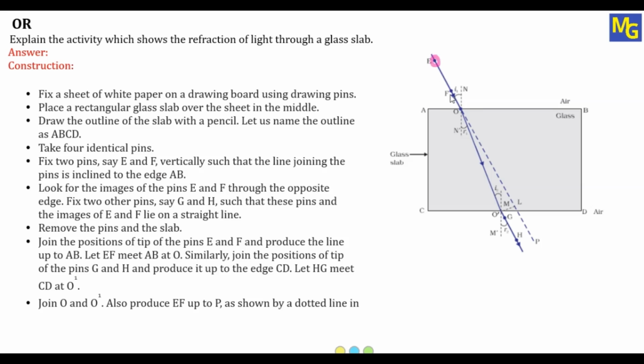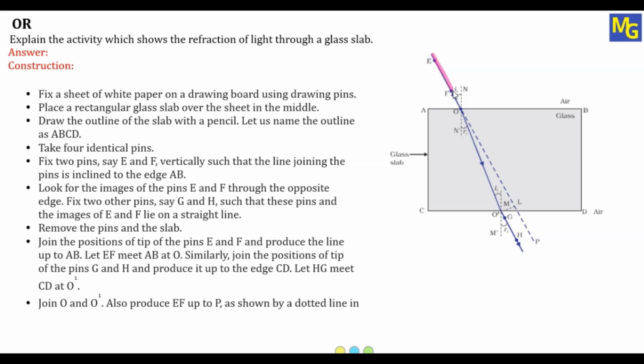One pin we placed at E, one we placed at F, but we have placed them in such a way that if you join them, the line should be inclined and hit at O on this AB. From the opposite side, we try to see the images of those E and F and we got the images at G and H. Then, after doing all this, remove the pins and the glass slab and join all the points.